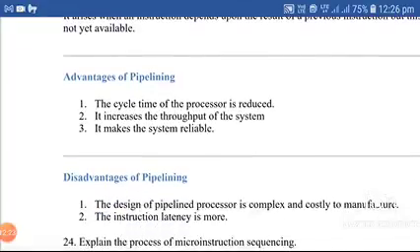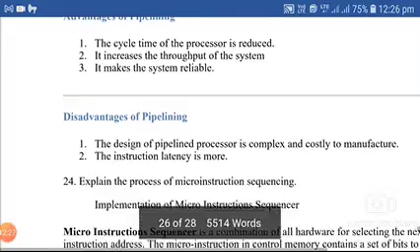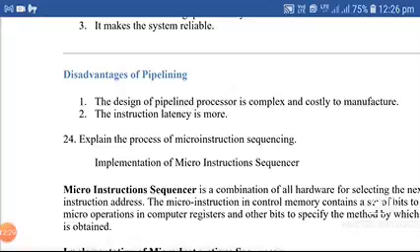Advantages of pipelining: the cycle time of the processor is reduced, it increases the throughput of the system, and it makes the system reliable. Disadvantages: the design of a pipeline processor is complex and costly to manufacture, and the instruction latency is higher.